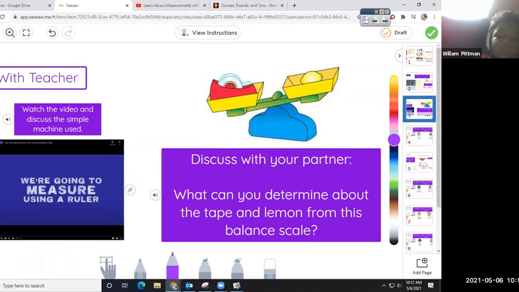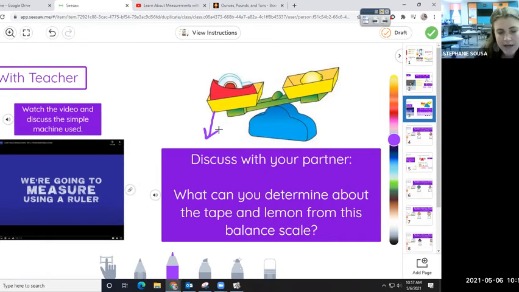Because on the scale you can see that the tape is weighing down the lemon. Yes, this is the lower end. It's weighing down on that side. Excellent. So when something is weighing down, that is a phrase that we use for when something is heavy, okay? Because the scale is tipping downward.